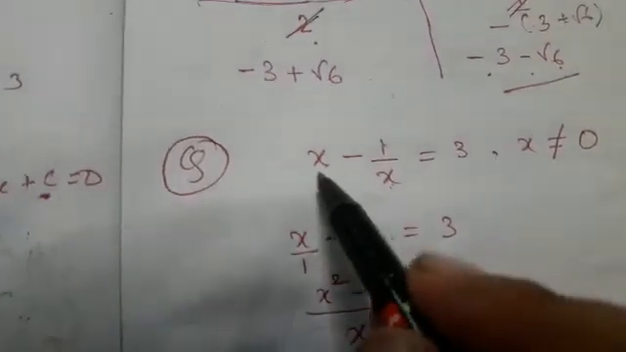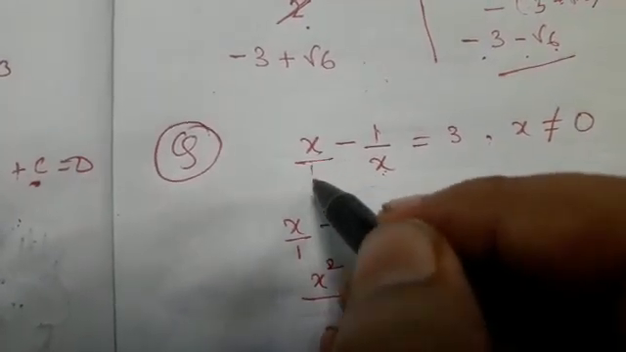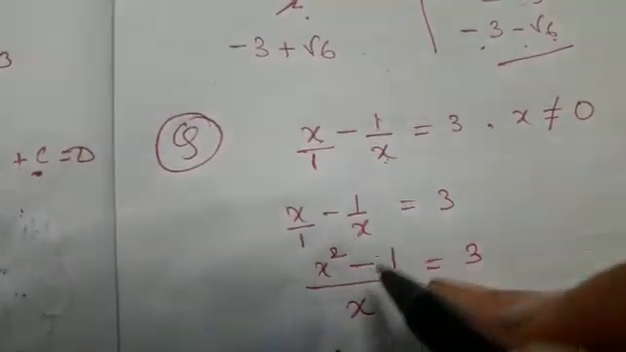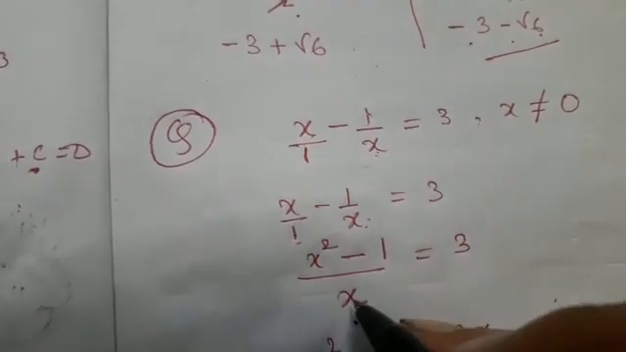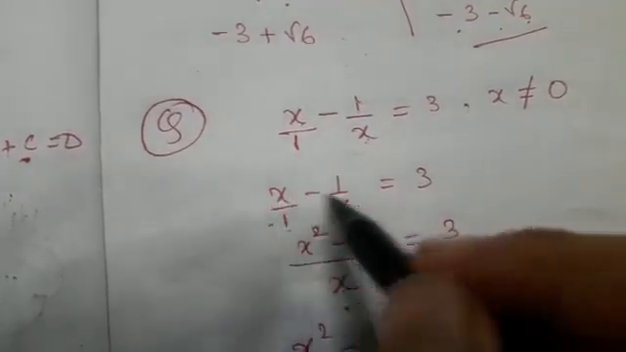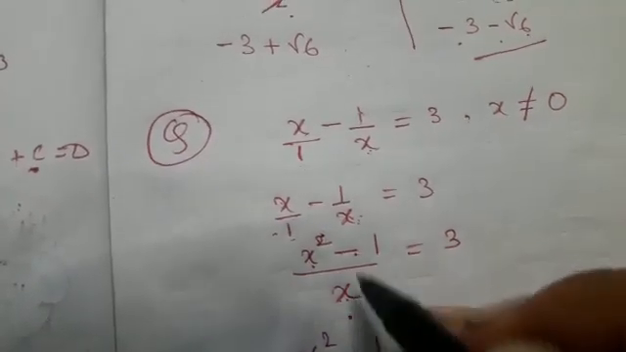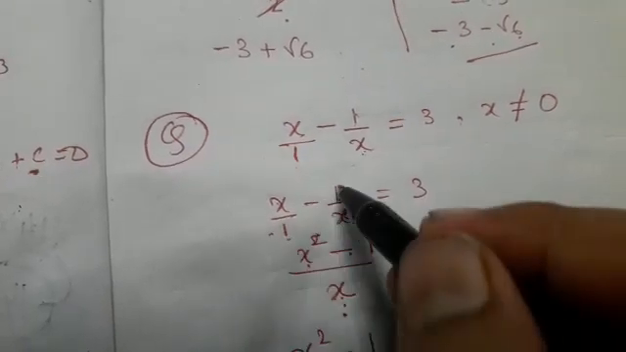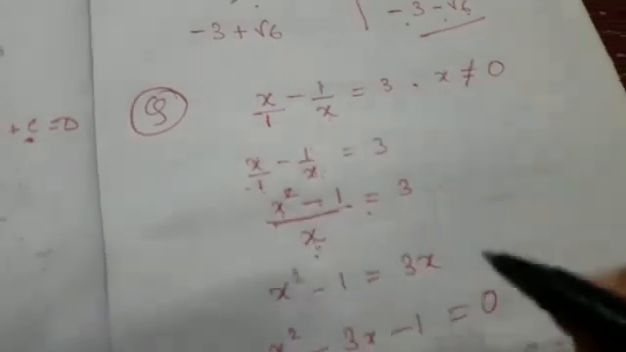So see, x minus 1 by x, right? What is there in the denominator? It is 1. So 1 into x gives you how much? x. So x will be your LCM. Now this x with 1, so this x will be multiplied by this x. So x into x will give you x square. Minus, now this x with this x, so this 1 will be multiplied by this 1. Simple LCM. So minus 1 whole by x is equal to 3 is already there, right?